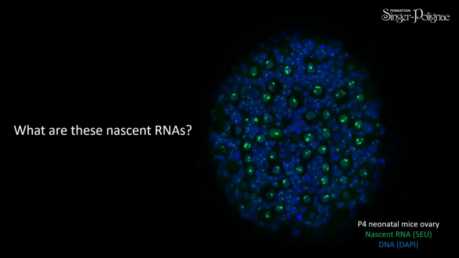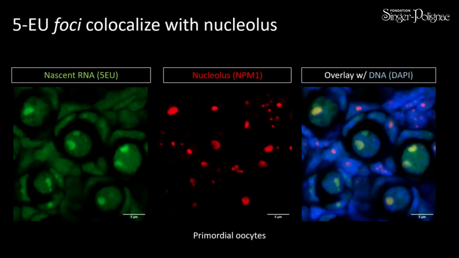Now, what are these nascent RNAs? We see that there are 5EU signals quite visible in the nucleus of oocytes, so we thought they have to be nucleolar RNA. We checked with the nucleolar marker NPM1, and we see that indeed the 5EU co-localizes with the nucleolar marker. So now we have to go back to the nucleolus.